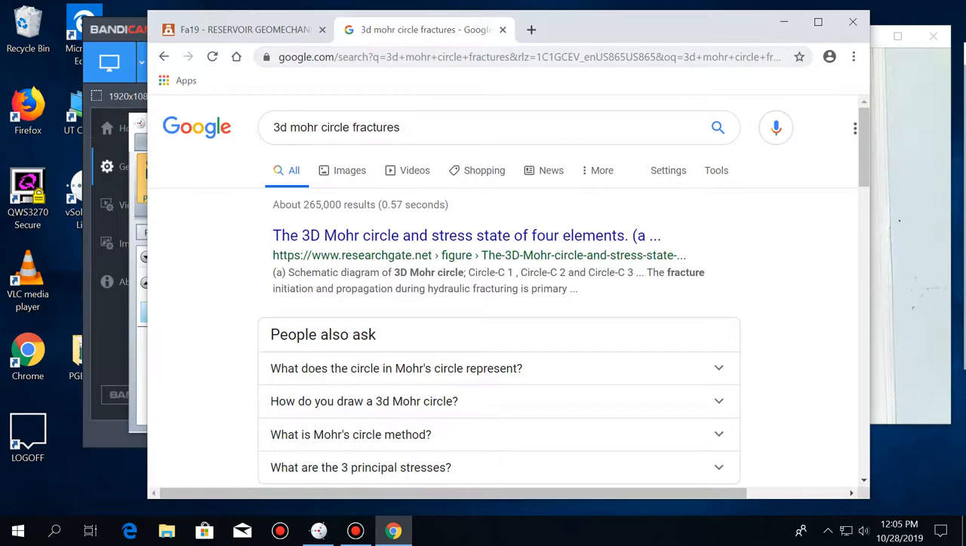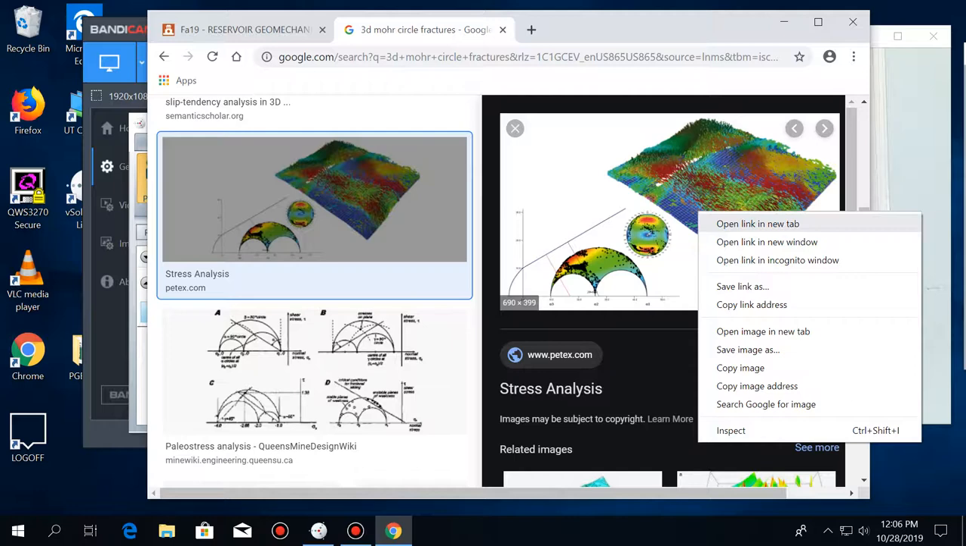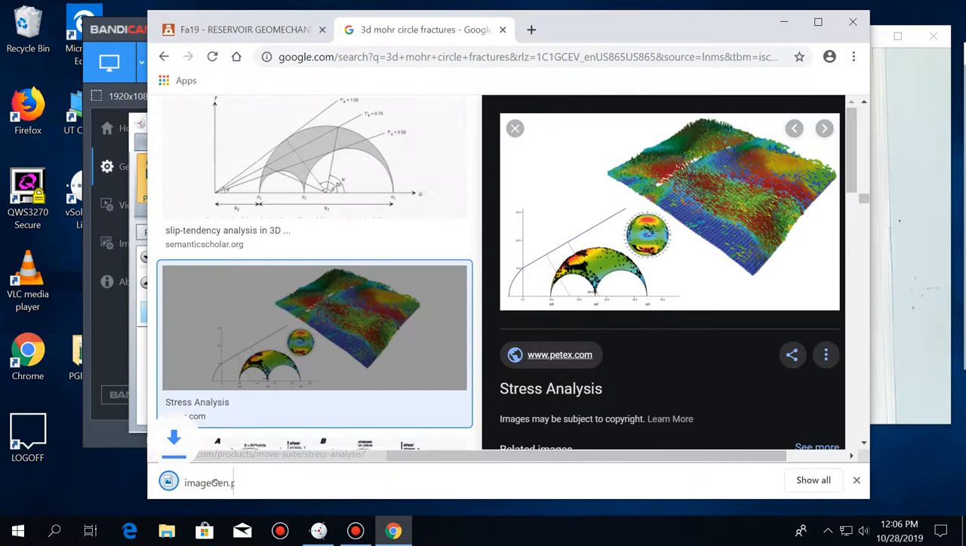Okay, you're going to have to apply all what you have learned so far in order to understand this example. Let's see if I can save it over here.